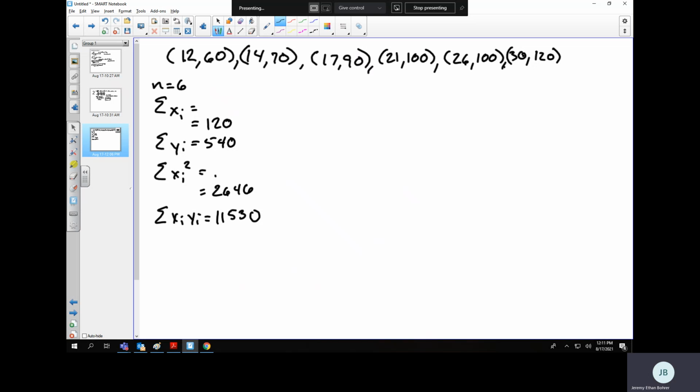Okay, so now we can set up our equations. We have NB plus M times the sum of the xi's equals the sum of the yi's. That's 6B plus 120M equals 540. And we've got B times the sum of the xi's, so that was 120B, plus M times the sum of the xi's squared, 2646M, equals sum of the xi yi's, which is 11,530.